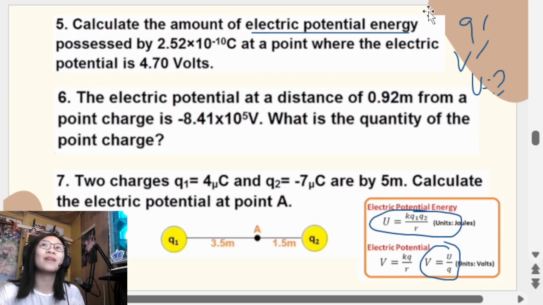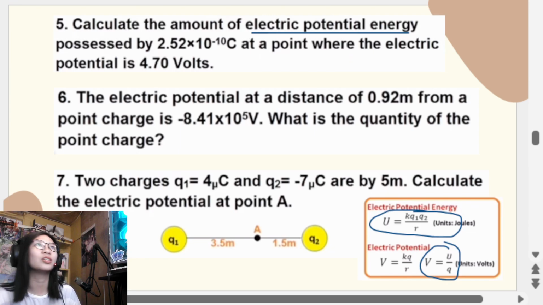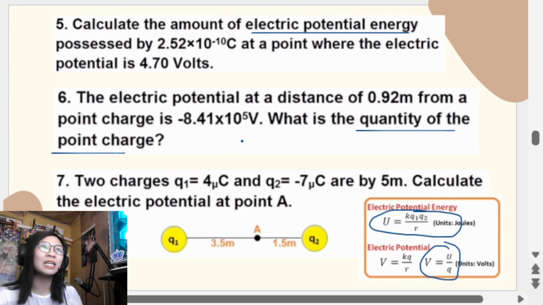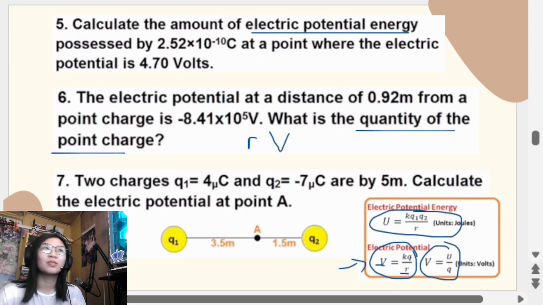Okay, next we have number 6. We're finding the charge. What is the quantity of the point charge? But the given is R and the potential. So we use this formula, an electric potential formula, because it has V, it has R, and we're finding the Q. So we need to derive it first.